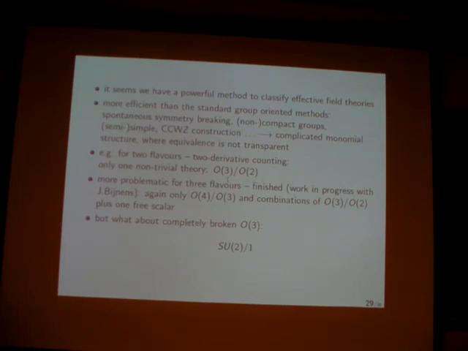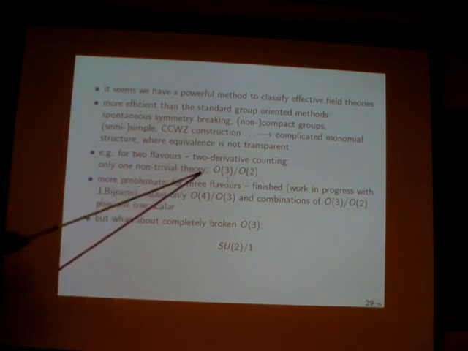You have to talk about spontaneous symmetry breaking, then you have to somehow focus on the group. You can of course use the semi-simple classification of groups, but why should the group be semi-simple? It might probably be more complicated. You have the CCWZ construction, and you are never sure whether there cannot be something behind the corner. So we thought that this amplitude method is, in some sense, easier than these complicated alternatives. For example, if you asked what is the theory for two flavors or two species, you would say, okay, it might be this O3 over O2, but maybe there is something else. From the amplitude method, it's clear it's only this possibility and nothing else.